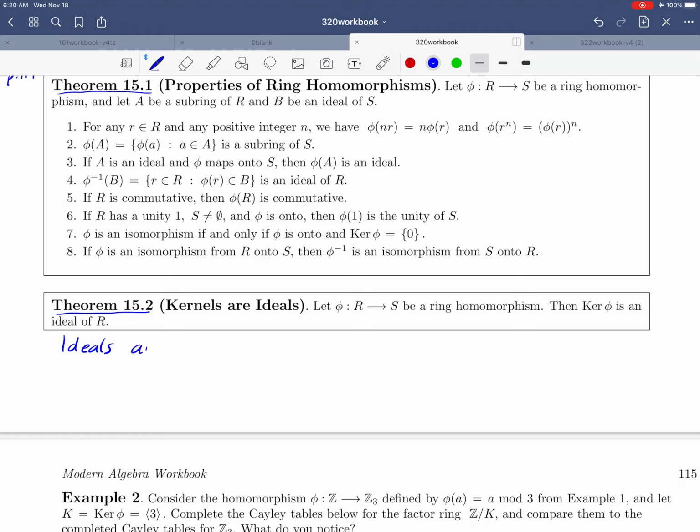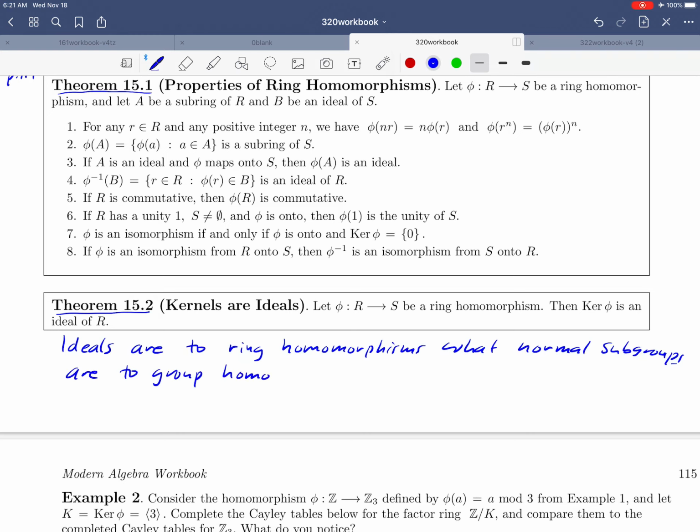So what we could say is the following, just to draw an analogy here. Ideals are to ring homomorphisms what normal subgroups are to group homomorphisms. So there's a direct analogy between normal subgroups when we're talking about group homomorphisms and ideals when we're talking about ring homomorphisms. Every kernel is going to be an ideal when we're talking about a ring homomorphism.